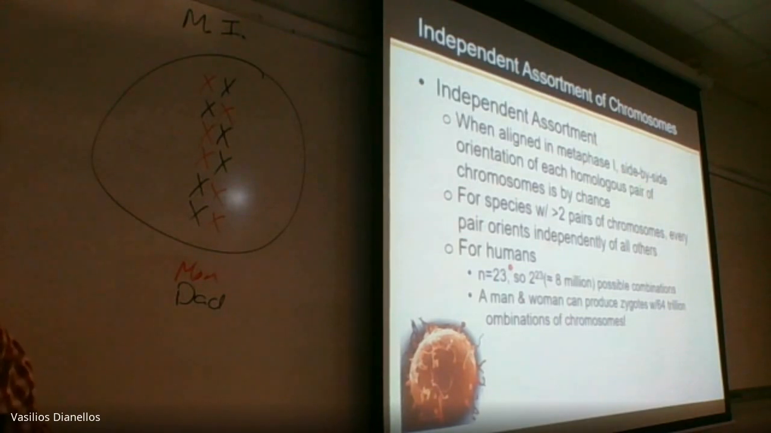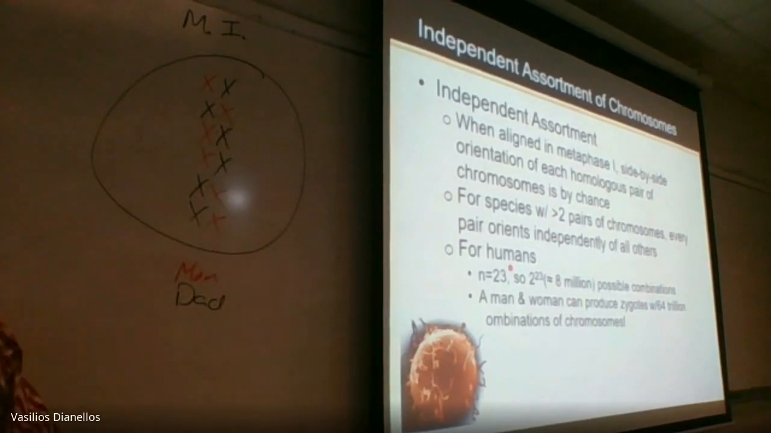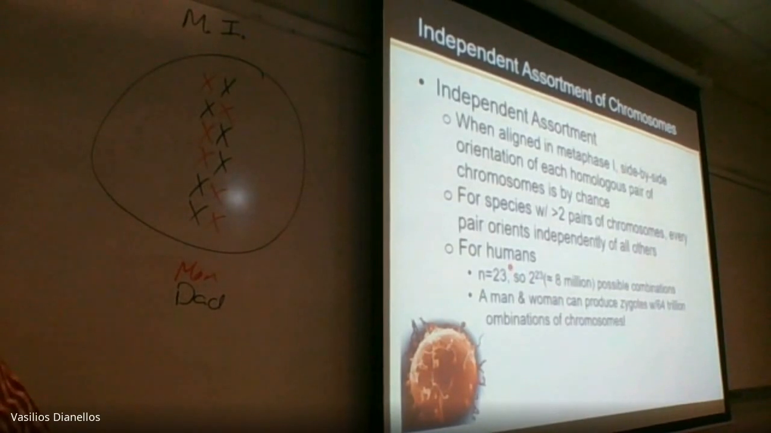So what that means statistically is if you were to look at a sperm sample, for example, and if you were to look at 8 million of your sperm and look at how the chromosomes are lined up in the middle, statistically, you should expect that each one of those would be unique. It's the basic way to put it.